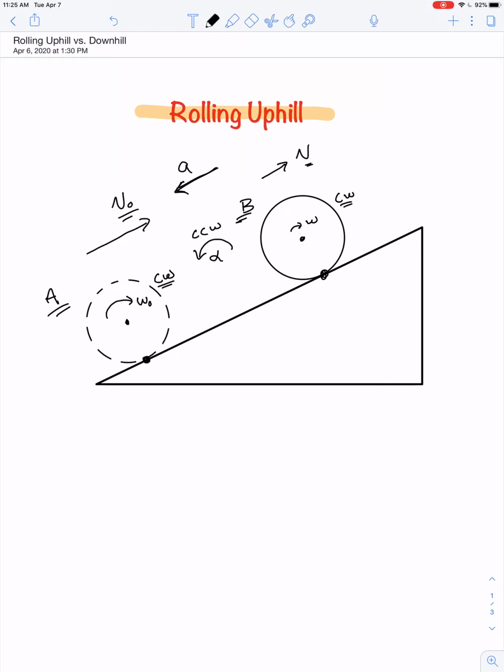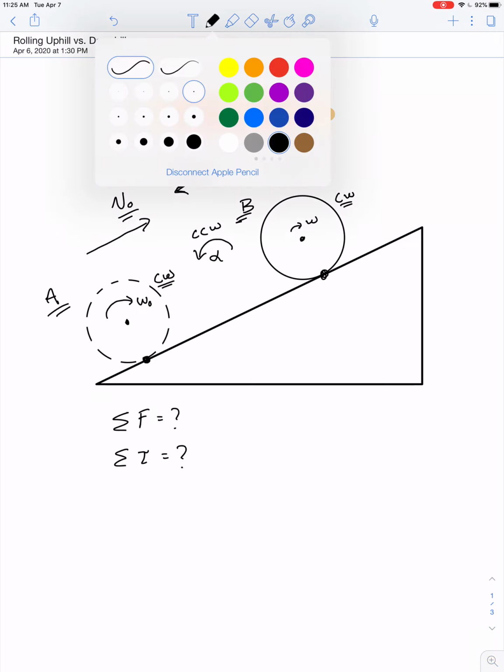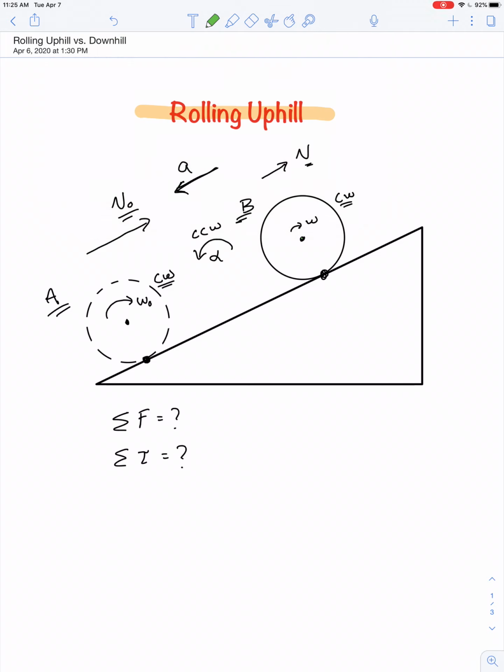So we're going to attack this problem by considering the sum of all forces acting on this rolling object, as well as the sum of all torques acting on this object. So let's draw in some force vectors and see if we can solve the problem. The force of gravity pulls straight down, and it acts at the center of mass.